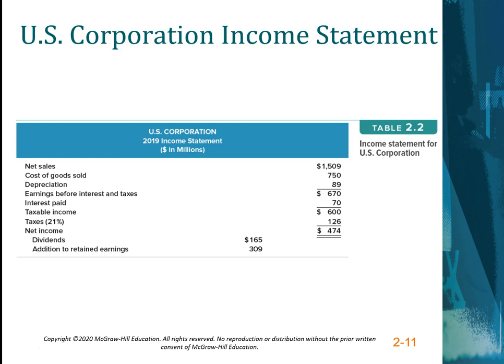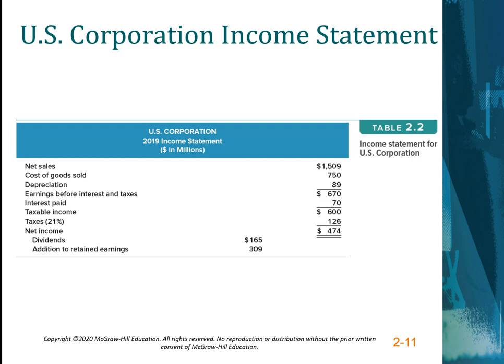Then they're going to deduct taxes, which for this particular example is 21%. So we're going to take 21% of $600 million, and that gives us $126 million in taxes, giving us $474 million in income. Taxable income minus taxes gives us net income.